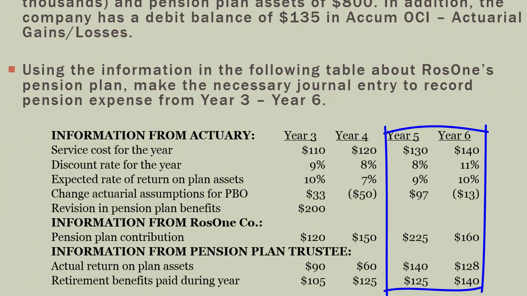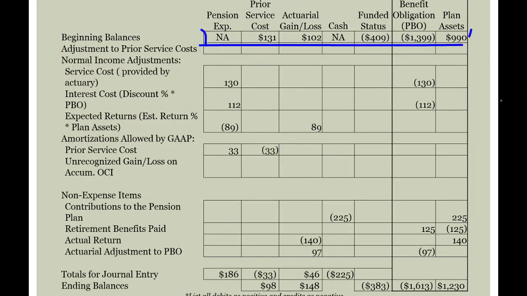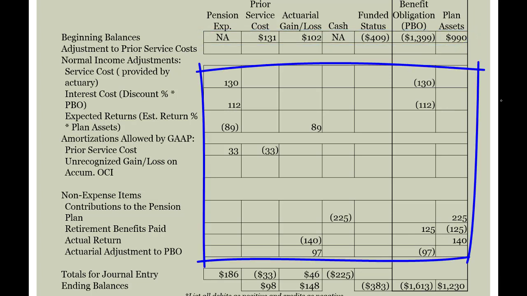We pick up right where we left off. So the ending balances for year 4 are going to become the beginning balances, and there they are. We've got the 131, that's the remaining prior service cost, the 102, that's our actuarial gains and losses, and then you can see the numbers there for our funded status of 409. And then you can see that I've put in the rest of the calculations. So let's just briefly walk through it.